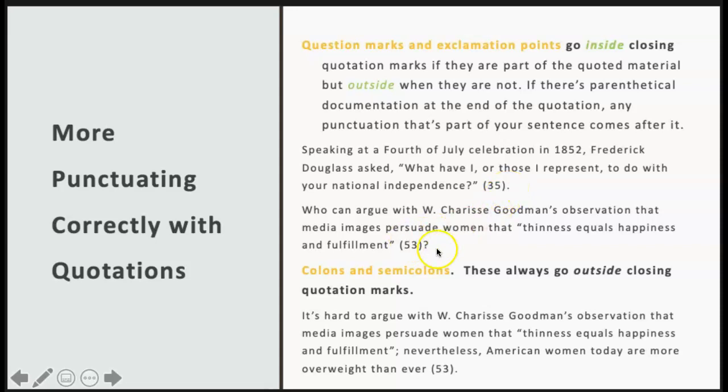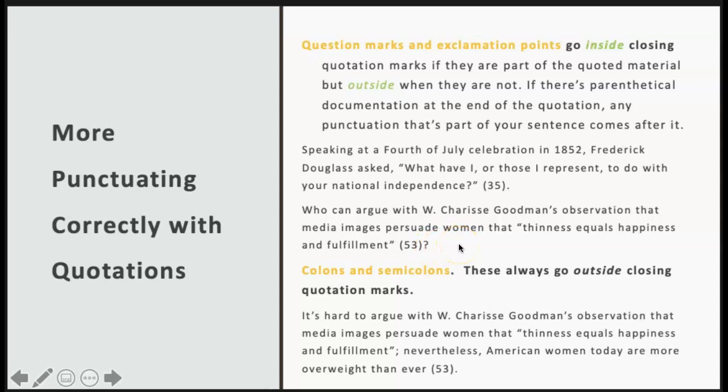But look at this one. This whole thing is a question. So the question mark for the sentence becomes the ending punctuation. It'll go after the parentheses. Who can argue with W. Charisse Goodman's observations that media images persuade women that, quote, "thinness equals happiness and fulfillment," end of quote. Close the parentheses with 53, then the question mark after the parentheses.